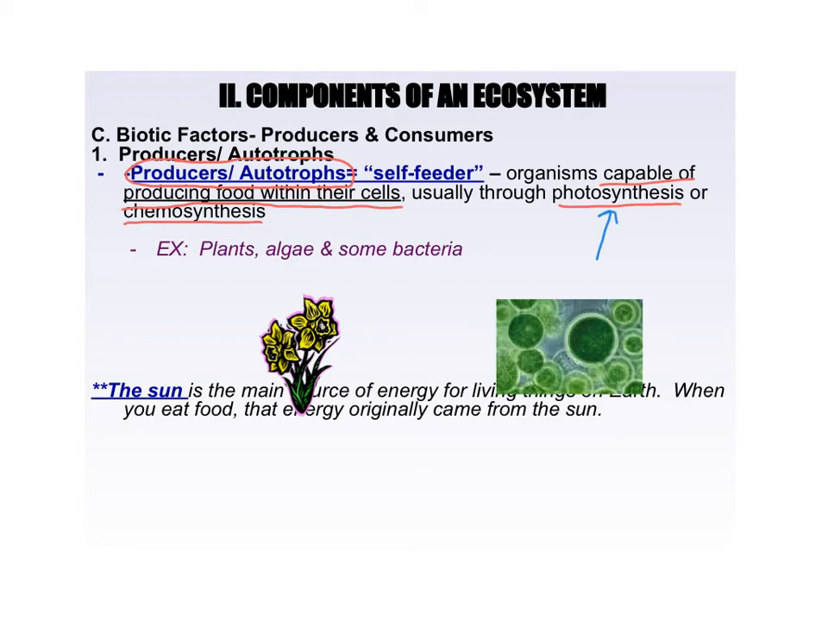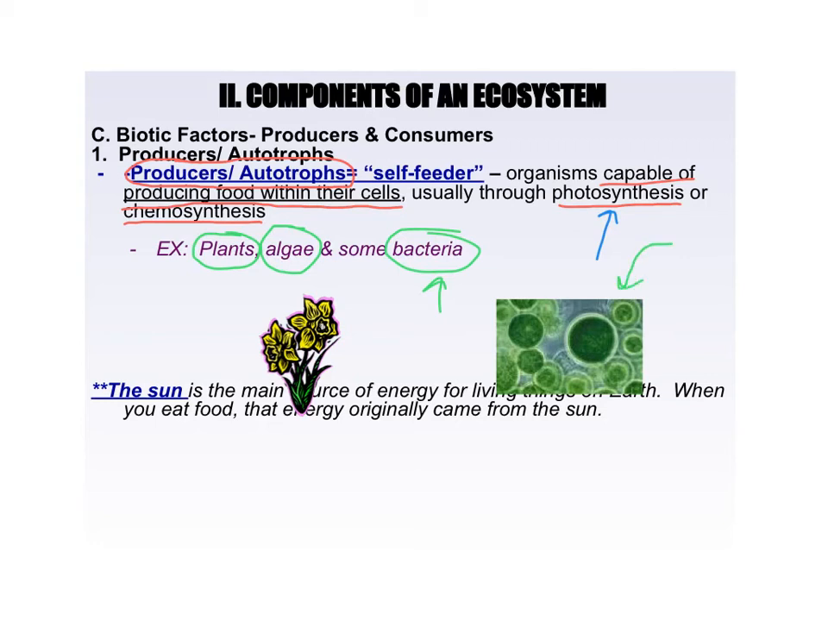So these types of organisms do not have to eat, they're capable of making their own food. These are things like plants, like grass, trees, shrubs, algae, like the seaweed you see at the beach, or the green slime that you'll see in a pond, and also some bacteria. So these guys, they're autotrophs because they do not have to eat. They can make their own food, usually through photosynthesis.